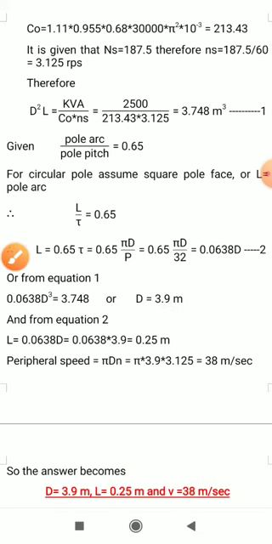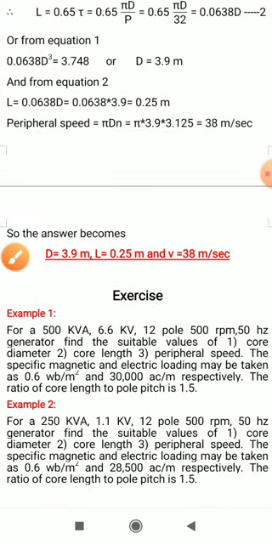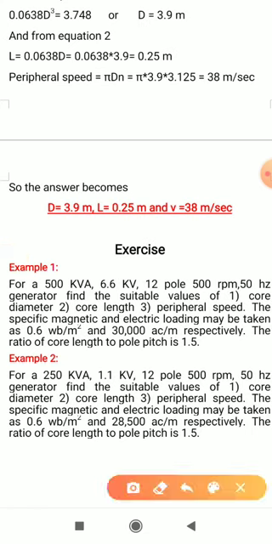So our final answer becomes that d is equal to 0.39 meter, L is equal to 0.25 meter, and V is equal to 38 meter per second. Similar types of two examples I have given in the exercise, Example 1 and 2. Solve these two examples as practice at home.